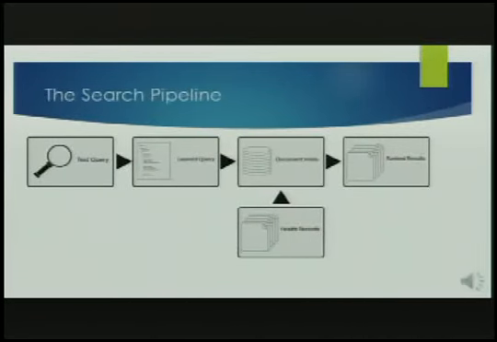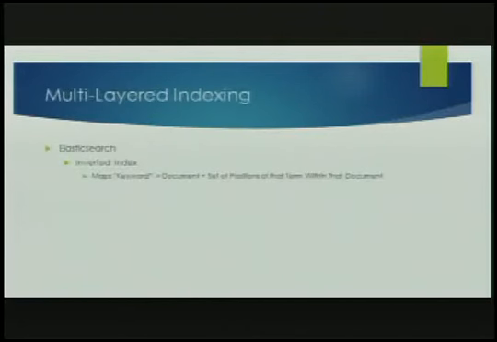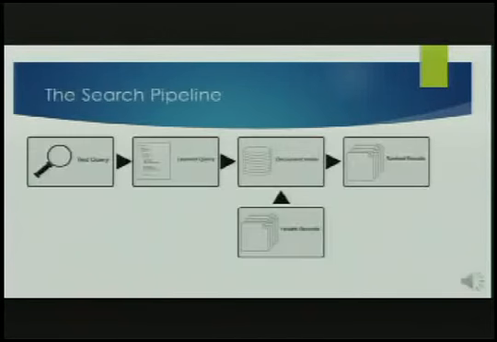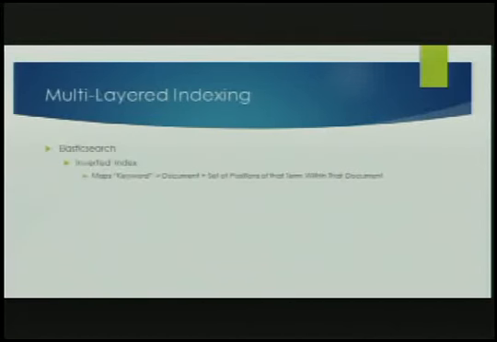So what we use as a document index. I'm going to start with the third box here, the document index. What we actually use as a document index is called Elasticsearch, which is an inverted index.